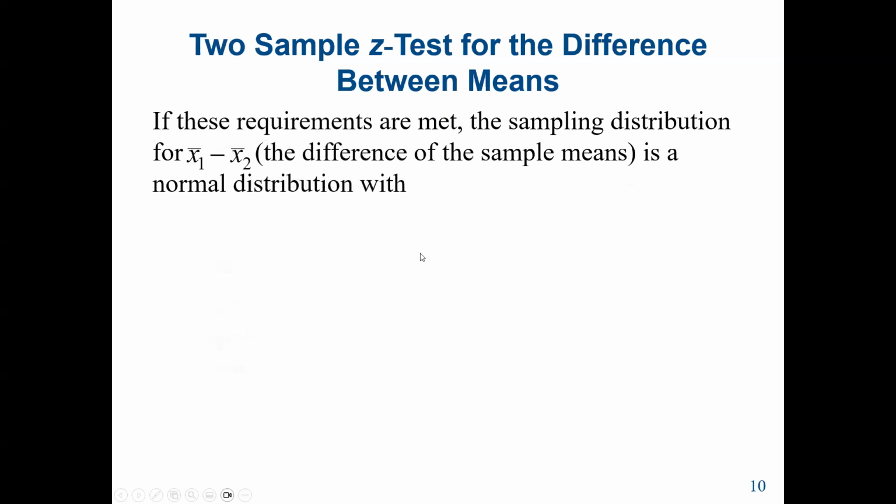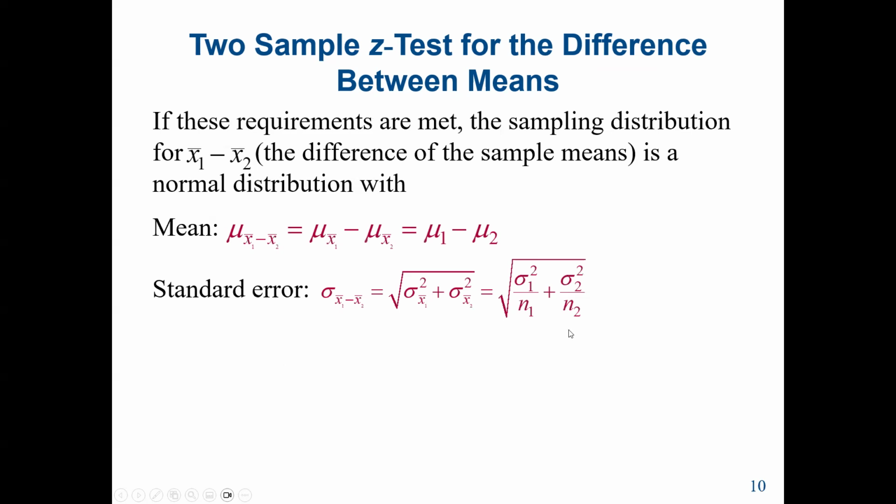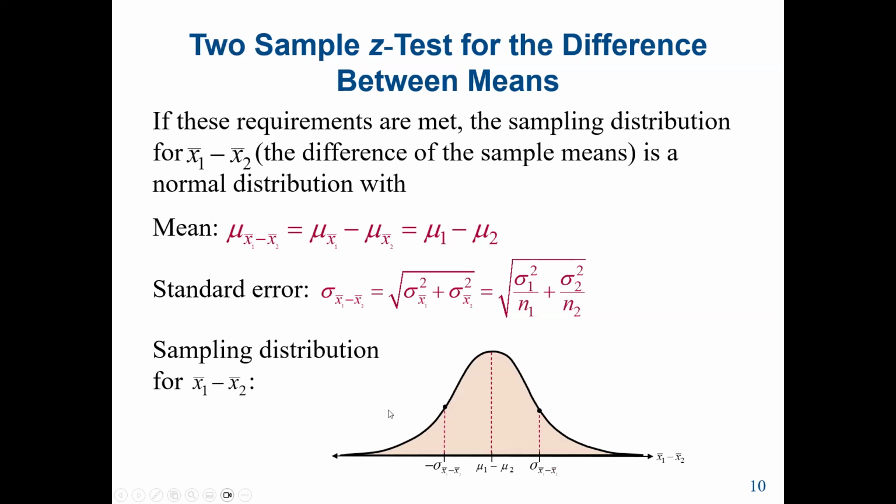If these requirements are met, then the sampling distribution for the difference of the sample means is a normal distribution with the difference of the population means as its mean. The standard error formula is the square root of the variance of the first sample divided by the size of the first sample, plus the variance of the second sample divided by the size of the second sample. Again, we have a normal distribution here.